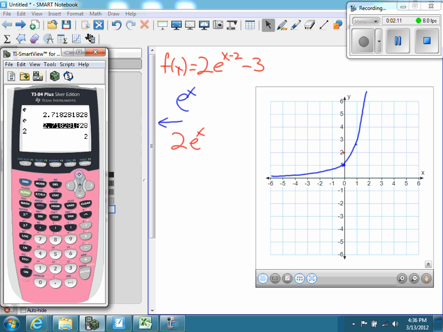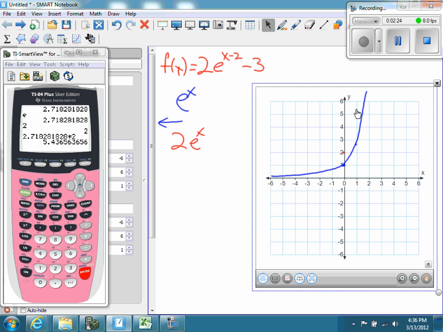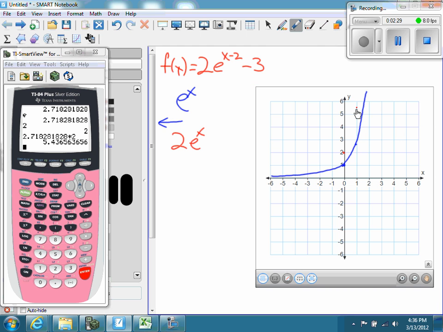That times 2 is 5.43. So it's going to be 5.43. I still have my x-axis as my horizontal asymptote, so I can just sketch this one right in there. That's a reasonable graph. That's part 2.